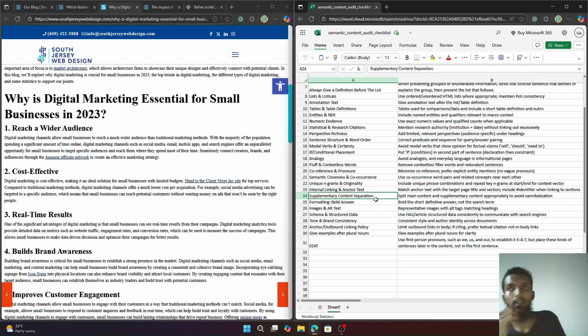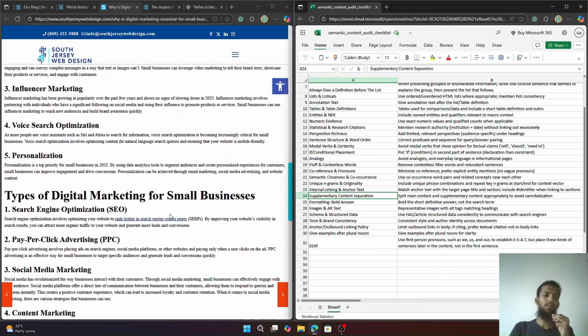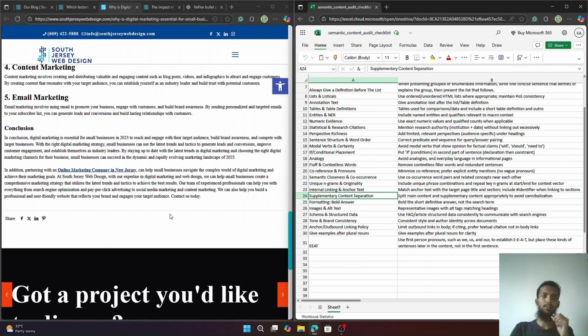The next is supplementary content separation. We separate our main content and supplementary content using a contextual border or bridge, but they don't have much supplementary content, so they can definitely improve in this section by using a representative question, then putting all the represented questions as supplementary content that could give you perspective richness and give you more traffic.